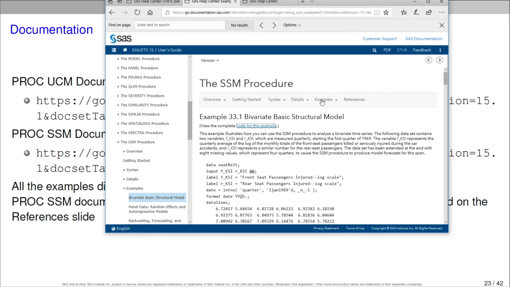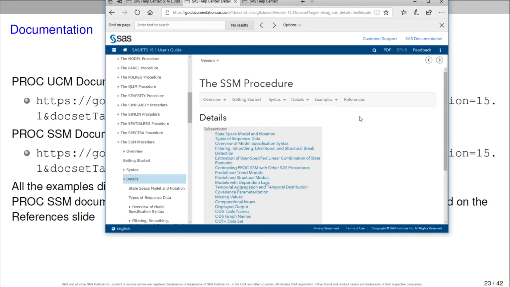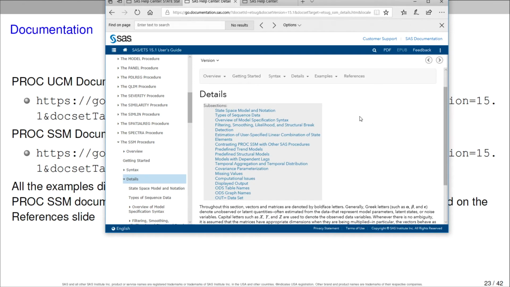Another important section is the details section. It has several sections explaining the theory behind the SSM procedure and a variety of things. Let me mention a few of these sections. The state space model and notation section contains the precise form of the state space model that can be handled by PROC SSM. You will notice that this form is much more general than the form I used at the start of this tutorial. I used the simpler form to keep the notation simple.